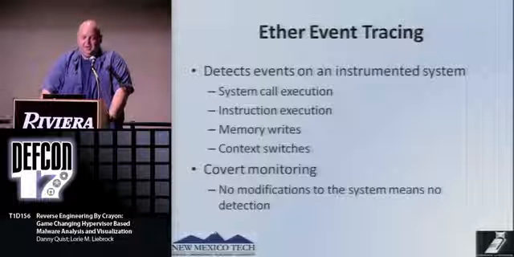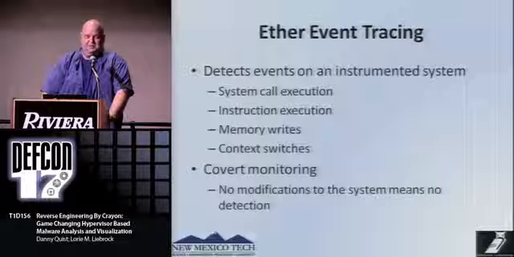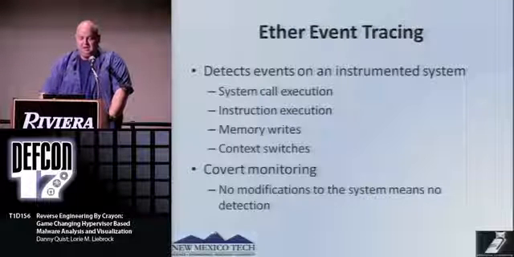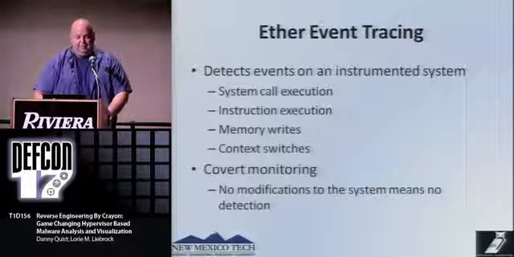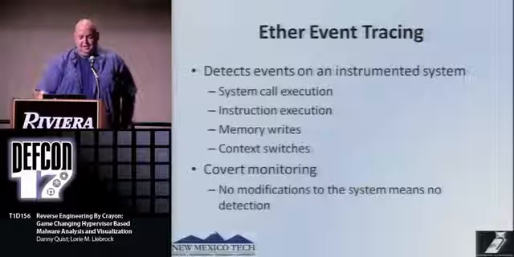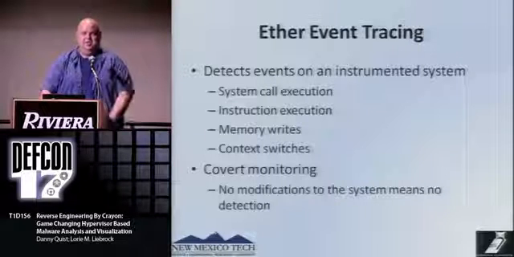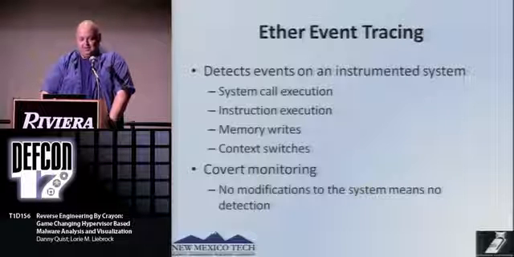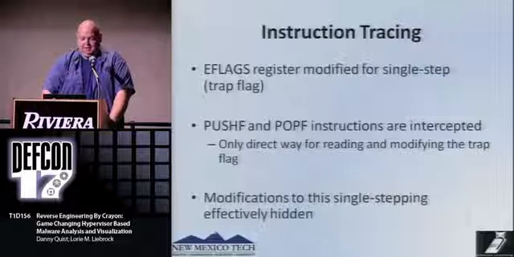So Ether's event tracing, this is what it's using to detect events on the system. So we talked about system call execution, instruction execution, memory writes, and context switching. But what's nice about it is it also gives you covert monitoring. So there's no modifications to the base system, which means that it's very hard to detect.